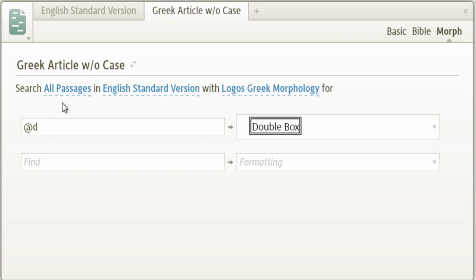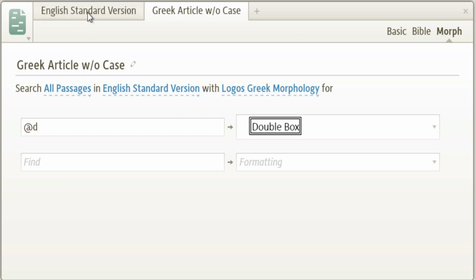Greek does not have an indefinite article. It only has one article. The Greek article and the English article do not work in the exact same way. So here's the visual filter I put together for highlighting the Greek article. And I'm not looking at a particular case, whether it's nominative or accusative. I just want to look at the article in general.